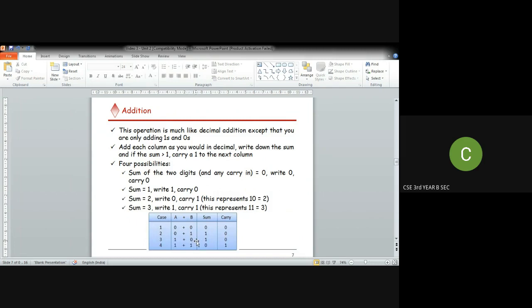1 plus 0 is also the same: sum is 1 and carry is 0. And 1 plus 1 equals 10, which means 2. So here the sum is 0 and the carry is 1. So these are the rules of our truth table for doing the addition operation on 2-bit values. By adding two binary numbers, we will get a sum and a carry.